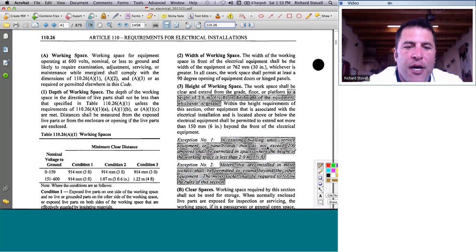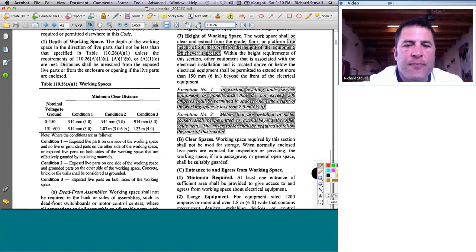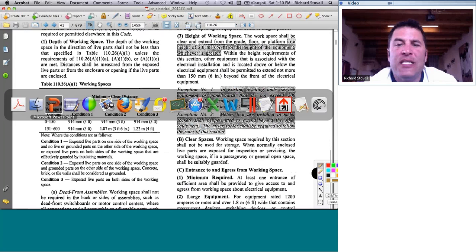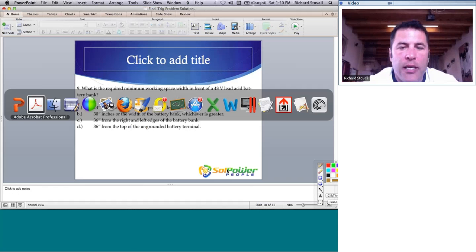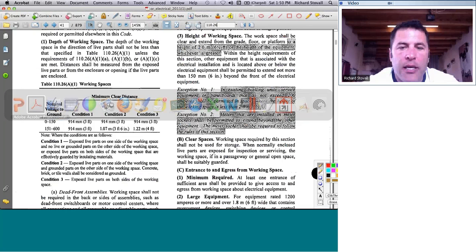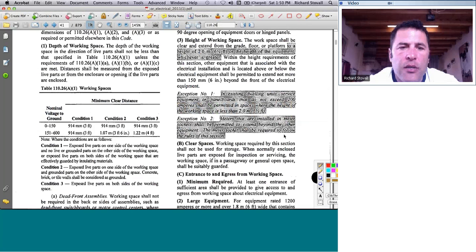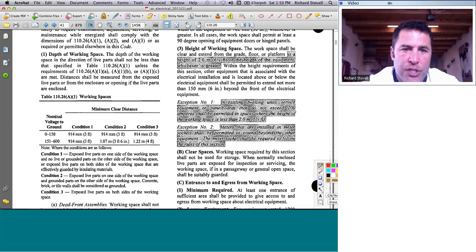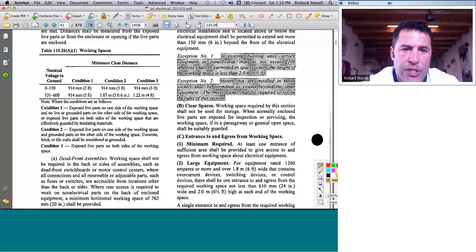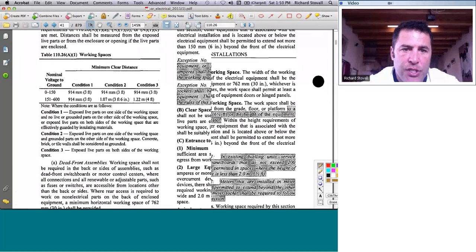Okay, and the question is, what is the required minimum workspace width in front of a 48-volt lead-acid battery bank? So the depth of working spaces, we're not concerned about the depth so much. We're concerned about the width. Okay, and then here's the answer.